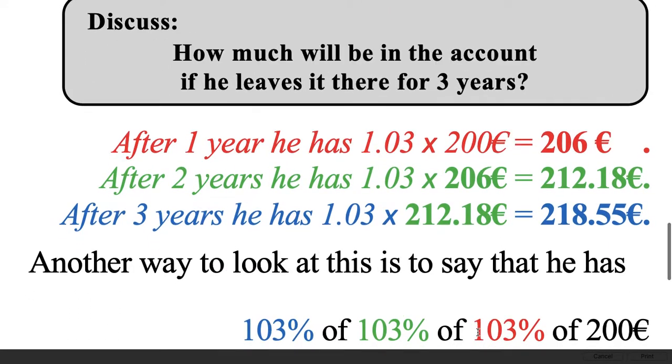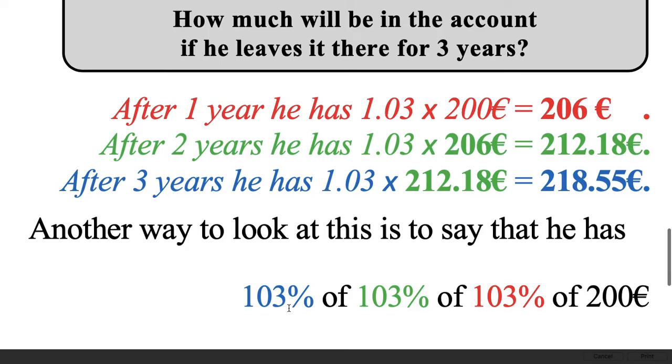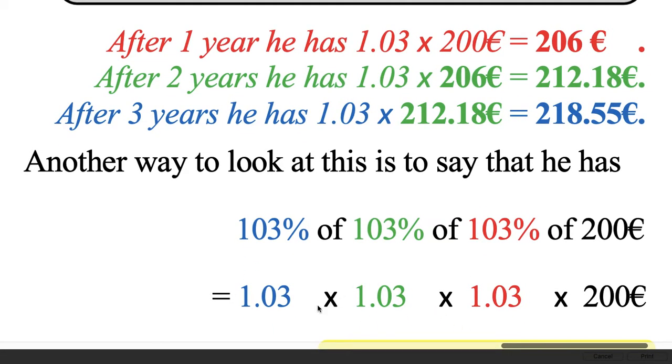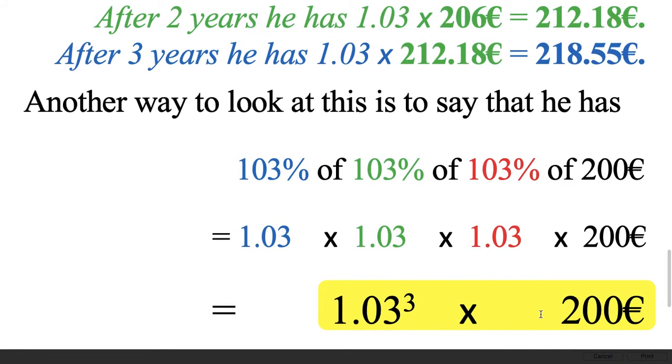Another way to look at this is to say that he has 103% of 103% of 103% of his original 200 euros. I've tried to color code this, so red for the first year, green for the second year, and blue for the third year. That's the same as saying 1.03 times 1.03 times 1.03 times 200. Or another way of writing that is 1.03 to the power of 3 times 200. You're multiplying 1.03 by itself 3 times, which isn't the same as multiplying it by 3, by the way.